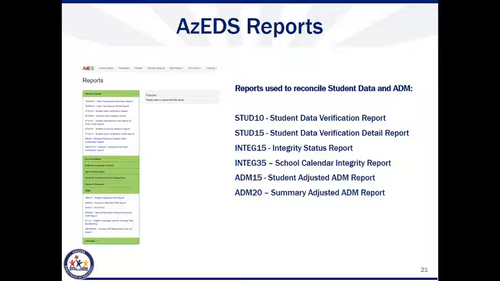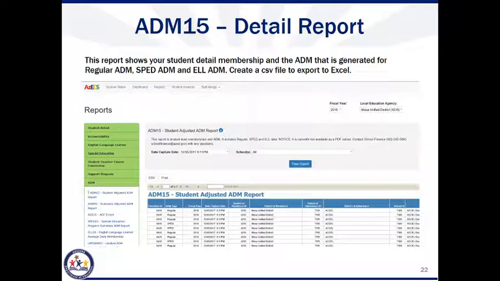So let's take a look at some of those reports. We have the ADM 15, which is a student detail level of the ADM that a student is generating. This report is showing ADM that a student generates for regular ADM, SPED ADM, and ELL ADM. The best way to look at these reports is on the CSV version. If you simply click on CSV, it'll dump it into an Excel.